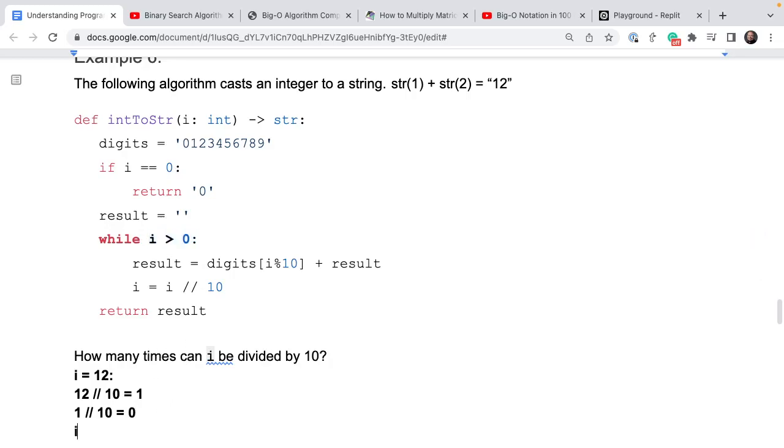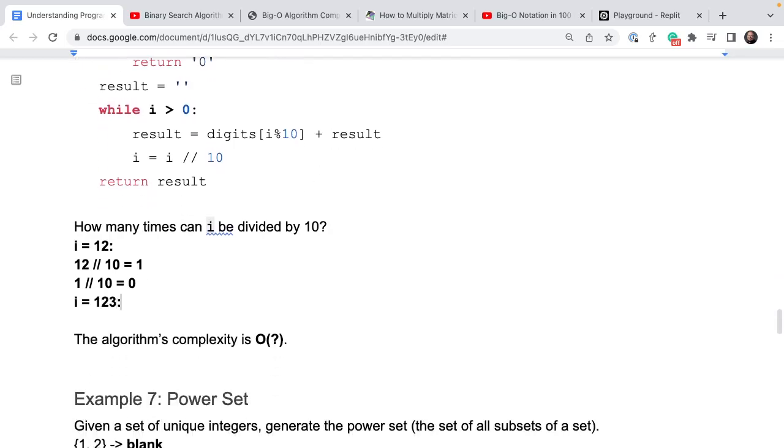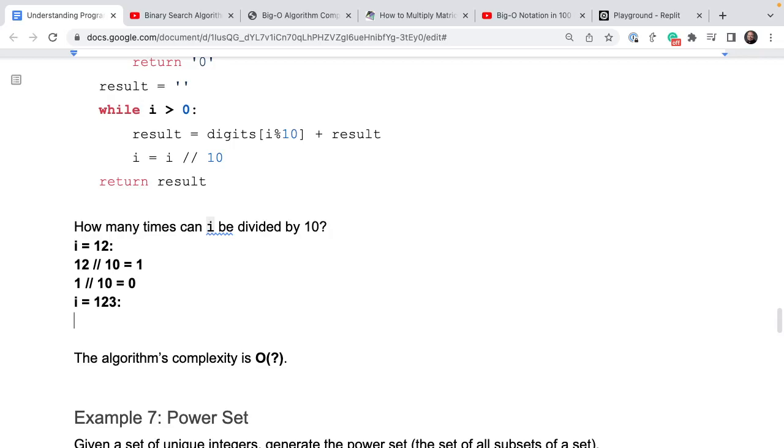So what if we were to do i is equal to 123? How many divisions are there? How many times could you divide 123? Yeah, there are 3 divisions here. So if you think about this, we increased by an order of magnitude, but how much more work did our algorithm have to do? 1 step.